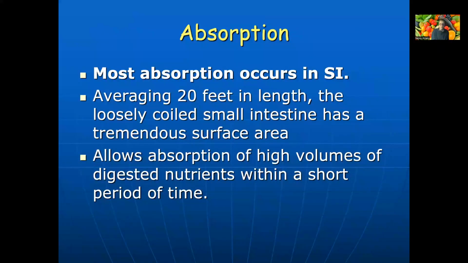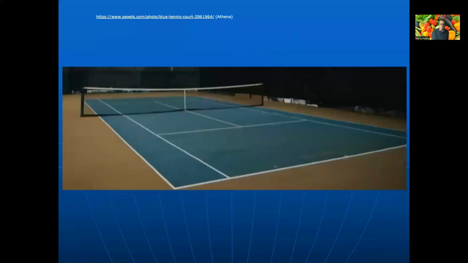Just like most chemical digestion occurs in the jejunum, the majority of absorption of those nutrients will occur in the small intestine. We know that the small intestine is about 20 feet in length, and it's really loosely coiled back and forth. It has a ginormous surface area, and that super large surface area is important because it allows you to absorb more nutrients in a very short period of time, relatively speaking. So here's a lovely tennis court.